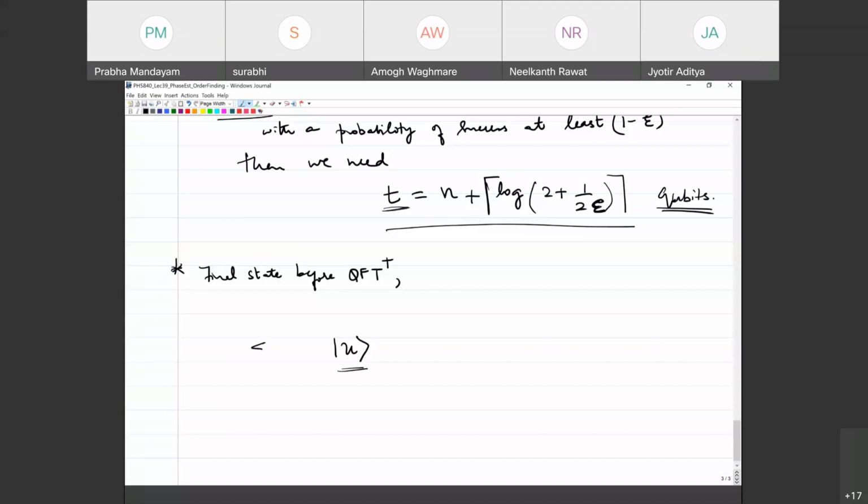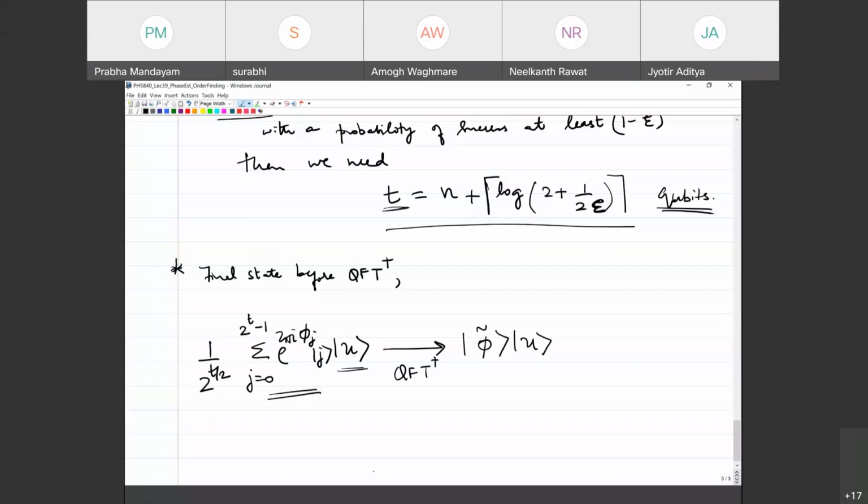If you go back and rewrite your Fourier transformed state in this way, then you can write this as the sum over j going from 0 to 2 to the t minus 1, e to the 2 pi i phi sub j, ket j, with 1 over 2 to the t by 2. And what the inverse Fourier transform is going to do, you're doing it only on the data qubits, and this is going to take you to some state phi tilde ket u, right?